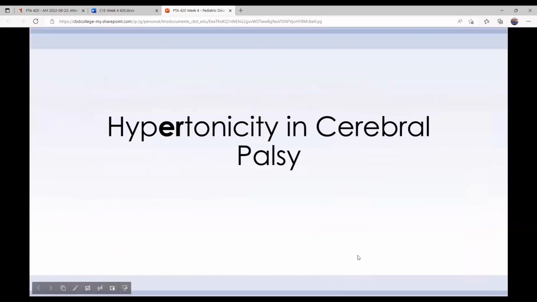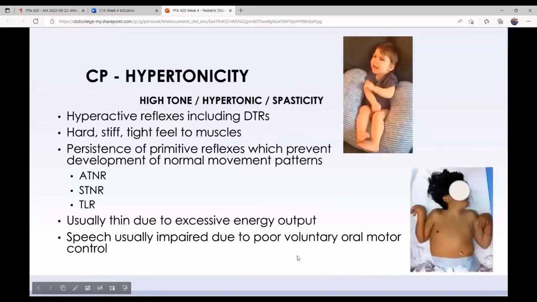Let's hear about our hypertonicity patient. So the patient is a 2-year-old who was diagnosed with cerebral palsy with hypotonia caused by abnormality or disruption in brain development. The patient presents with high tone, stiff and tight muscles even to the touch.